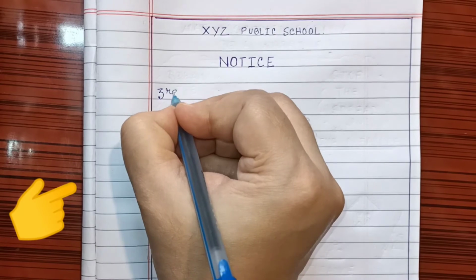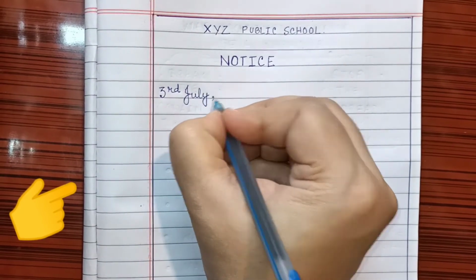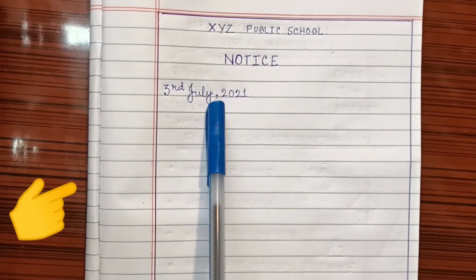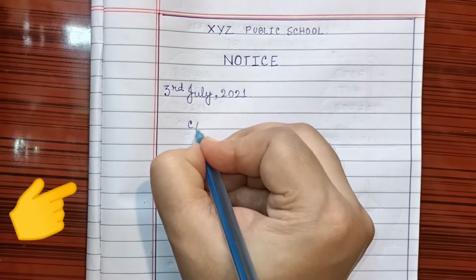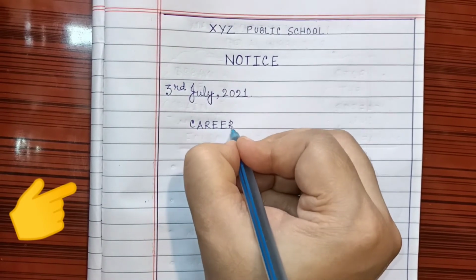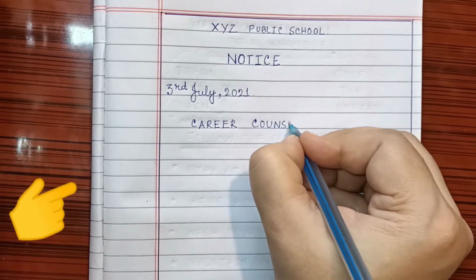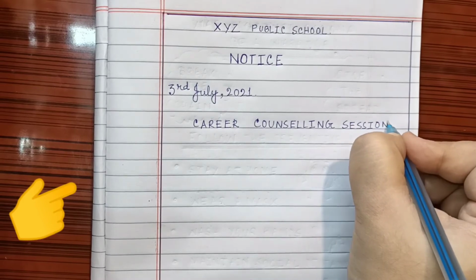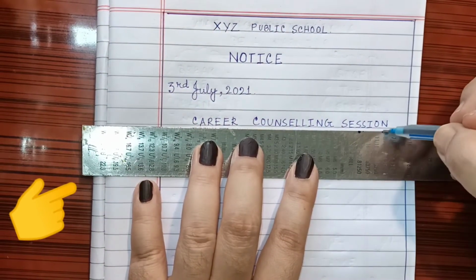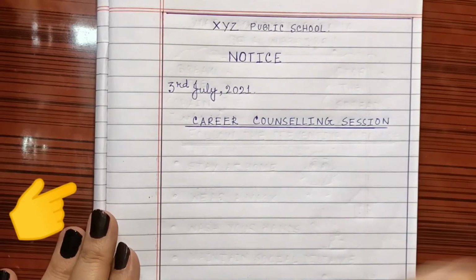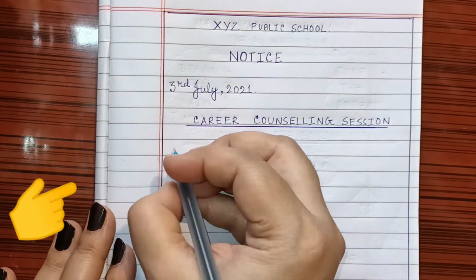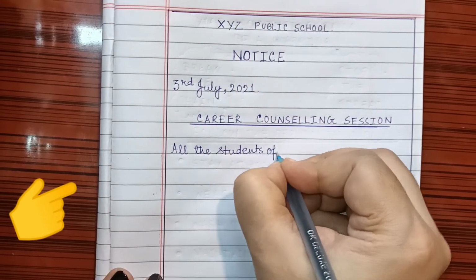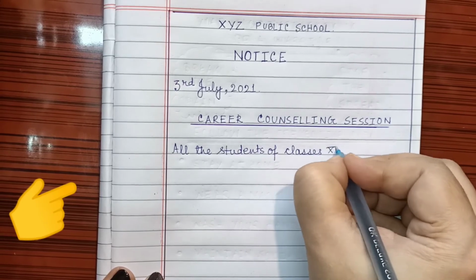After that, leave one line, write notice in block letters. Again, leave a line and write down the date very neatly. See, I have written the name of the issuing organization, notice, date. After that, leave a line and come to the heading. What is my heading? Career Counseling Session. Underline the heading, and as I told you earlier, your heading must be catchy, it must be direct and specific. Okay? Then what will you do? You will leave one line and start writing the body.